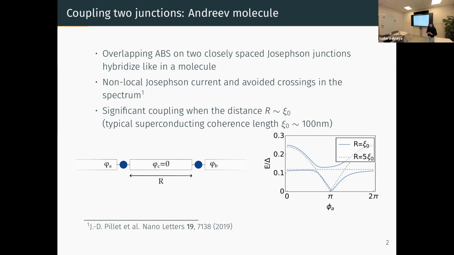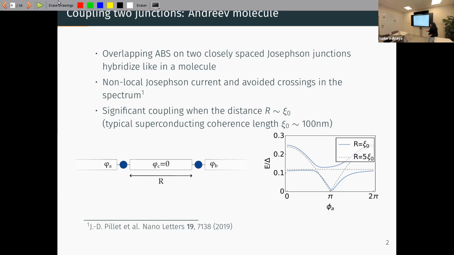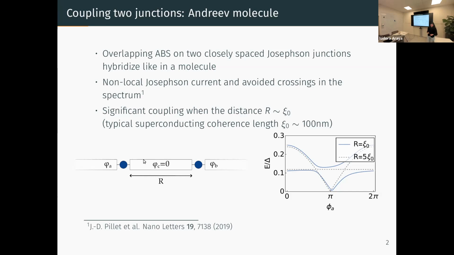So we have the idea of an Andreev molecule where you would have two junctions that are close together, in this kind of setup where they share a common superconductor. And if the distance between the junctions is of the order of the superconducting length, you would have hybridization of the Andreev bound states on this junction. And this would lead to a non-local Josephson effect. So you would vary the phase across one junction and control the Josephson current on the other.